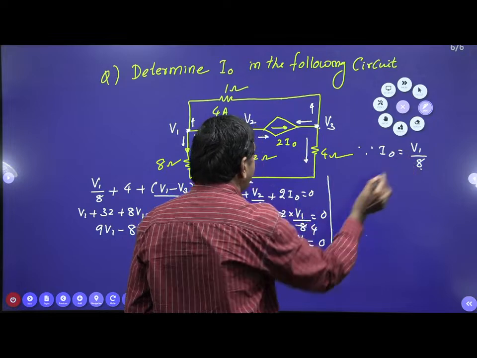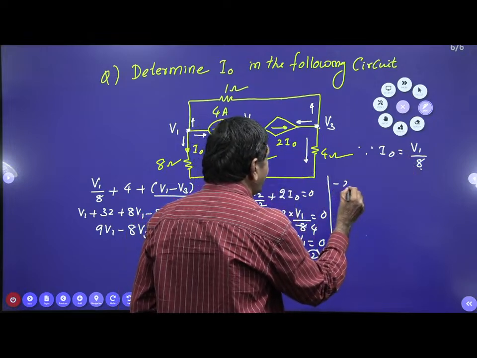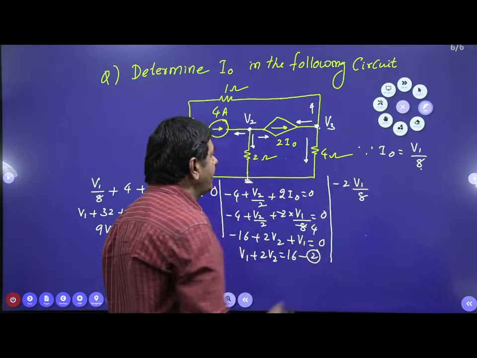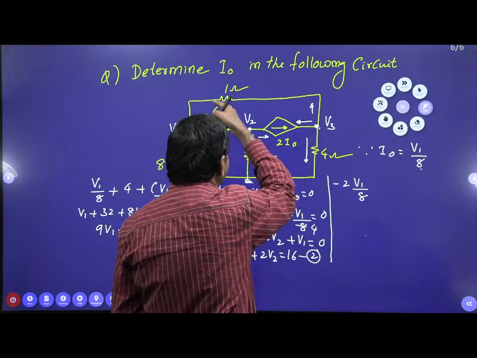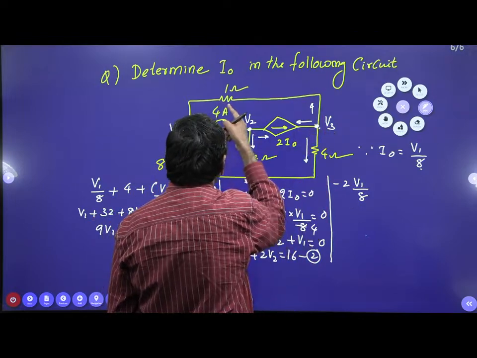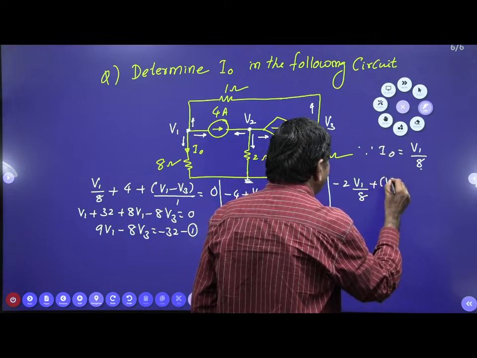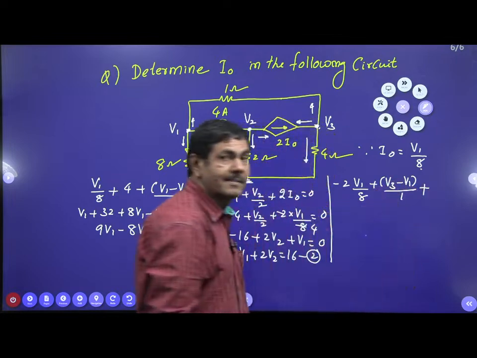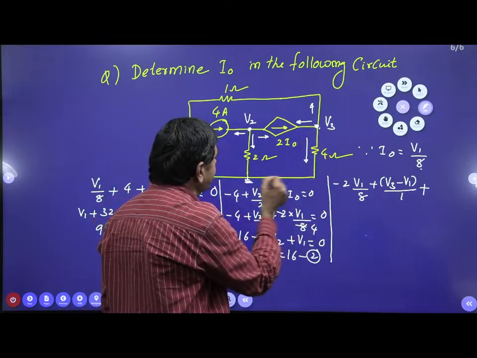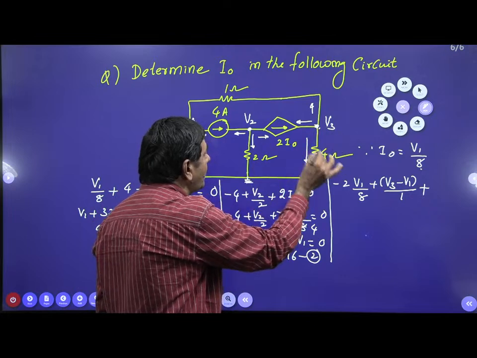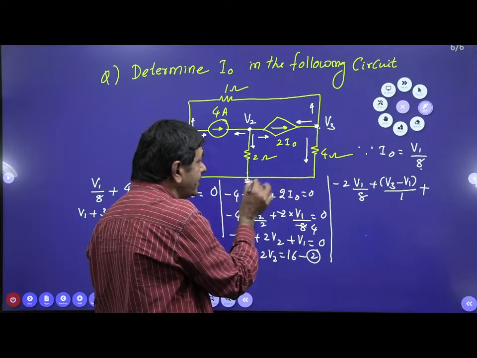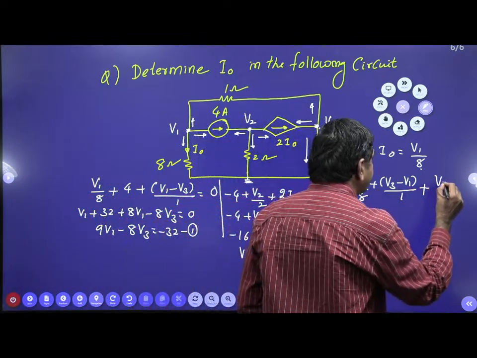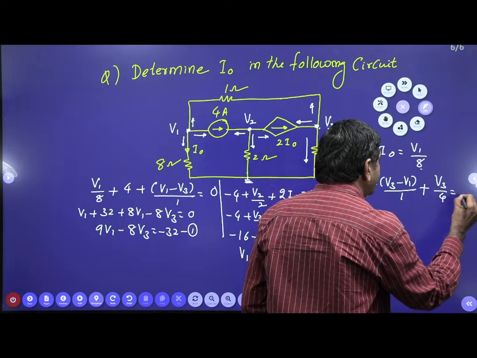I naught is nothing but V1 by 8. Directly I am writing now: minus I naught, which is 2 V1 by 8. In this direction, current is V3 minus V1 by 1, plus one more current passing in this direction, V3 by 4, that is V3 minus 0. This is the reference, with respect to ground. V3 by 4 equals 0.